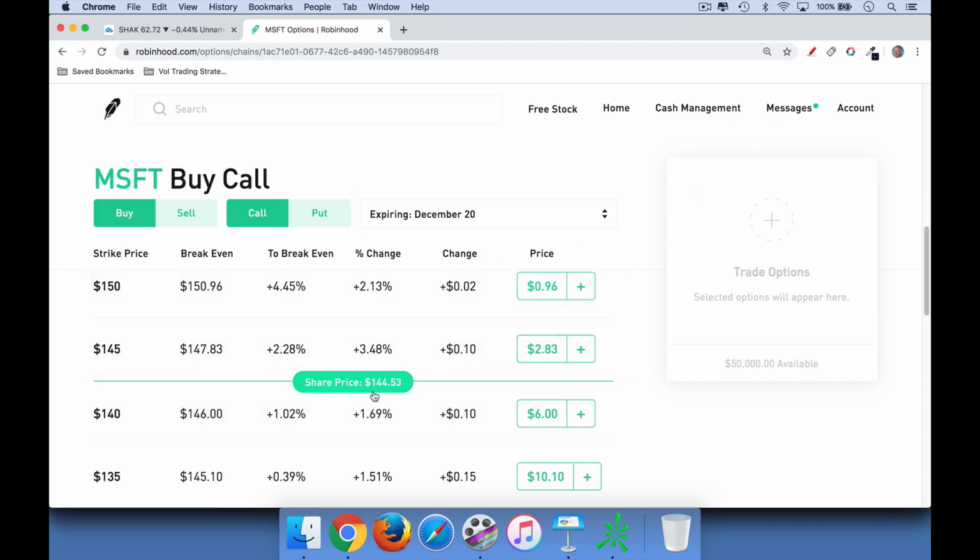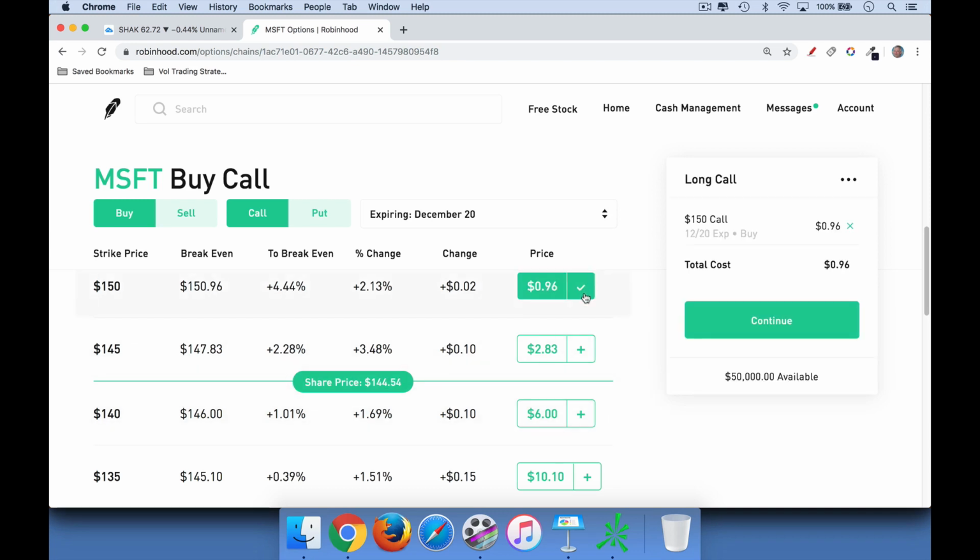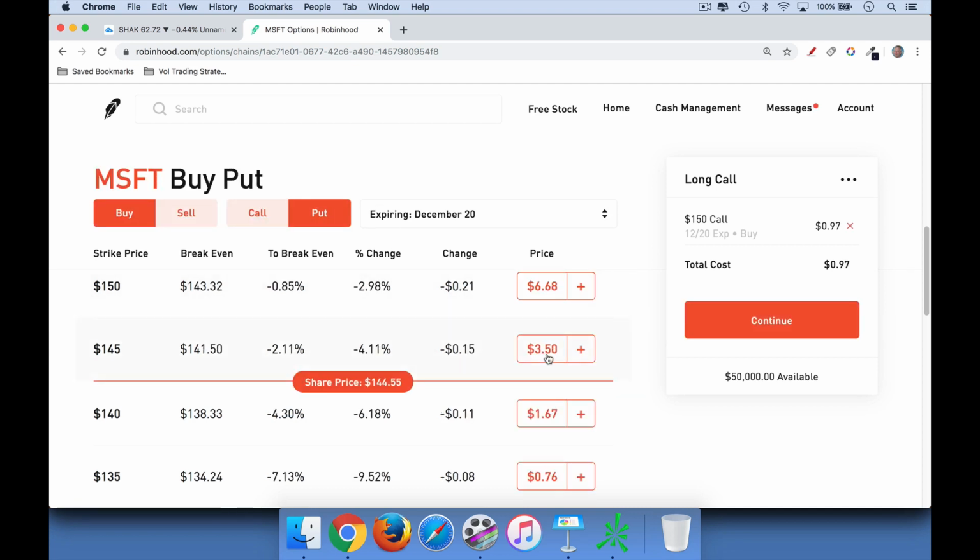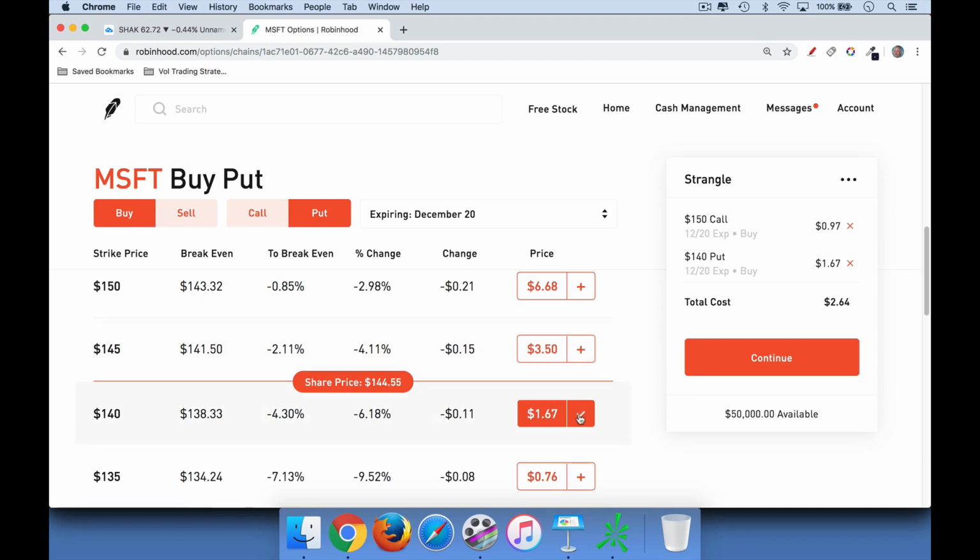Microsoft is currently trading at 144.54. So let's call that 145. So we're just going to go 5 points up and 5 points down. So to construct a long strangle, we're going to buy the 150 call, and we are going to buy the 140 put.